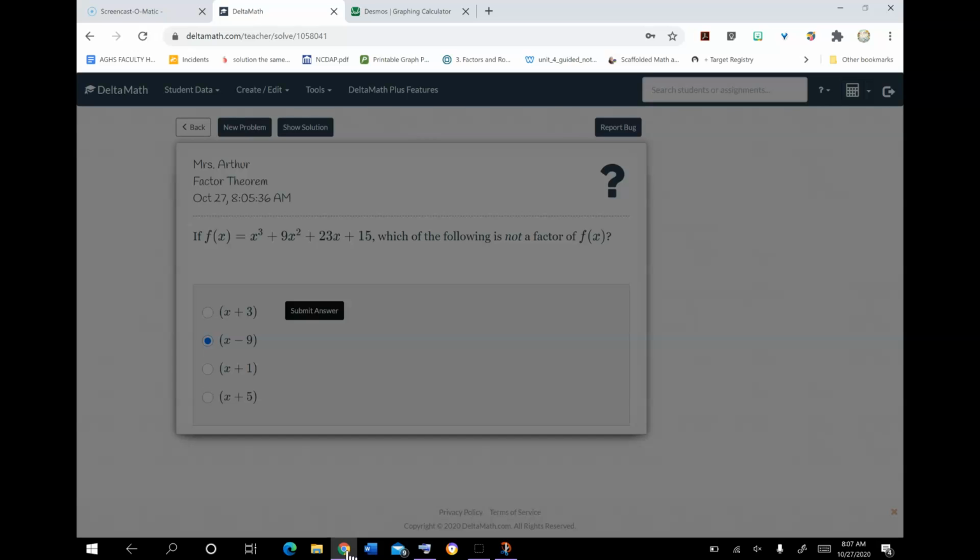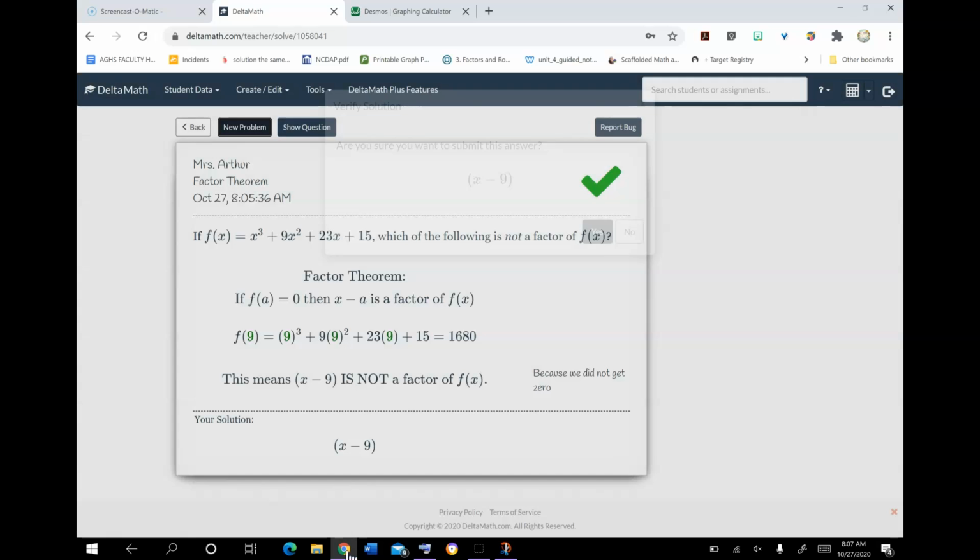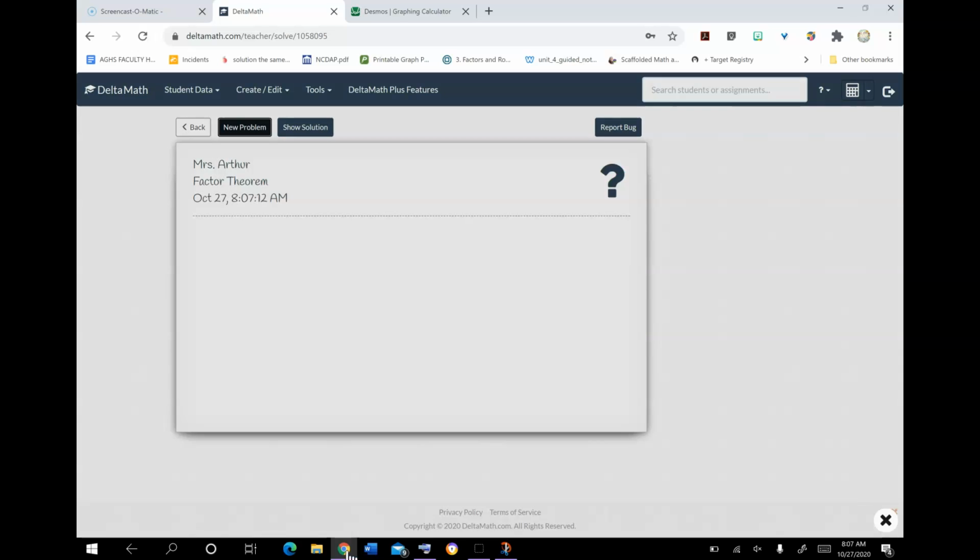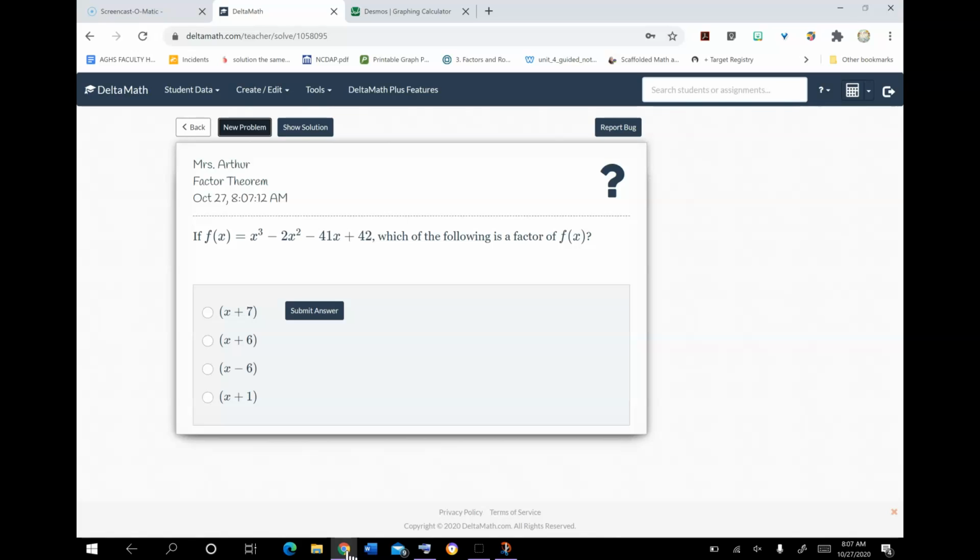You submit the answer. We're good to go. See how when you plug 9 in, it doesn't give you 0? It has to give you 0 to be a factor.